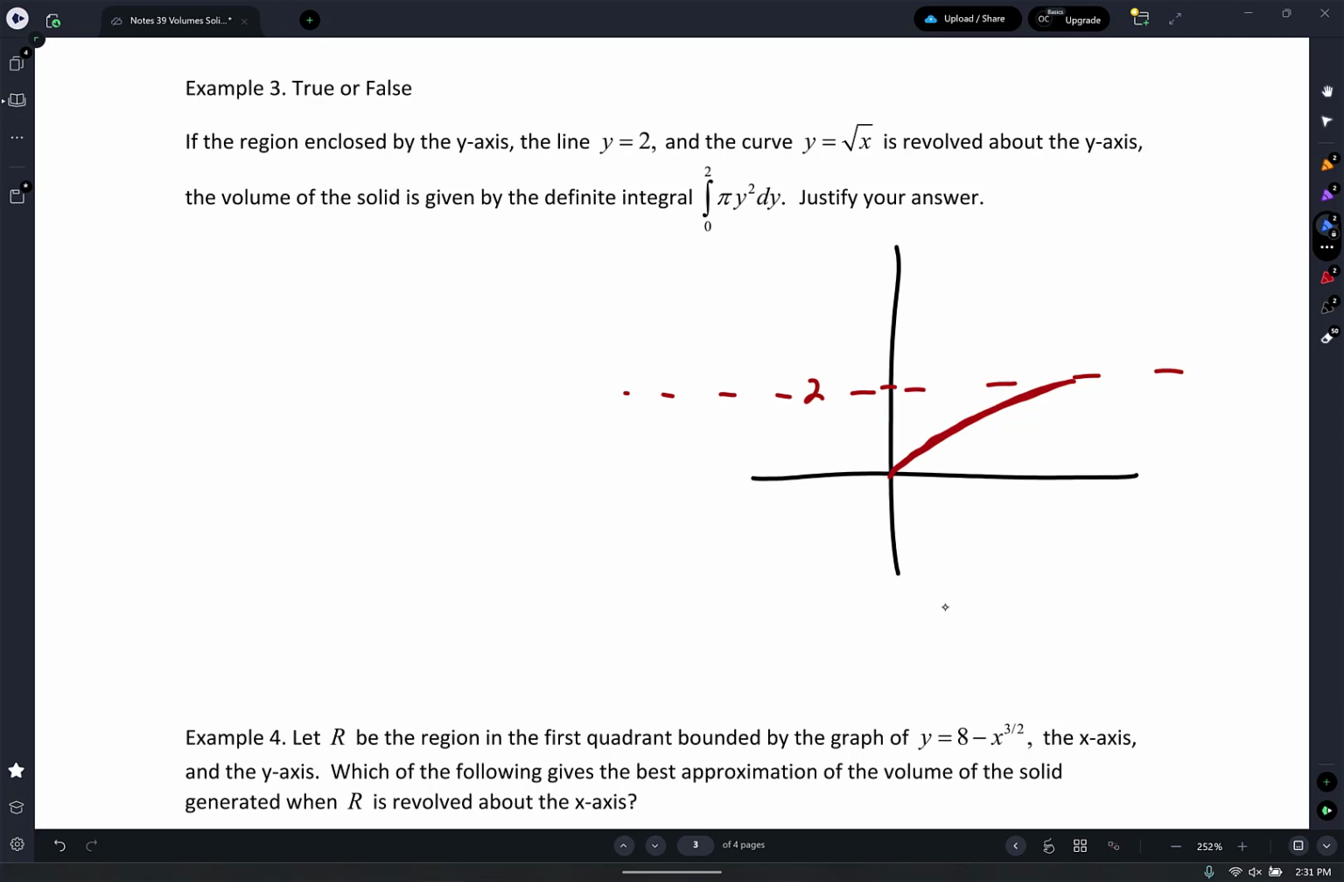All right. And I'm rotating about what axis? The y. So now if I rotate it about the y, look how it's going to look. It's going to look like this. It almost looks like a cone. It's not quite. I bet you the volume of a cone is going to be very similar to this one. The volume of the solid is given by the definite integral pi y squared dy. Okay, let's find out. All right, here we go.